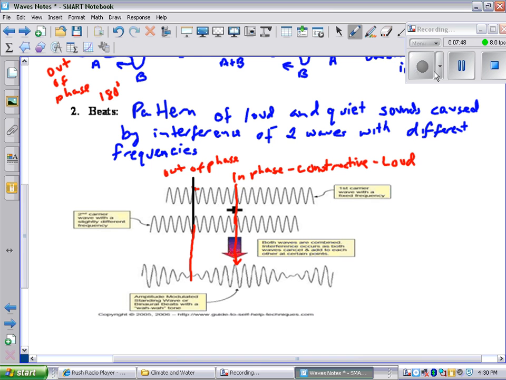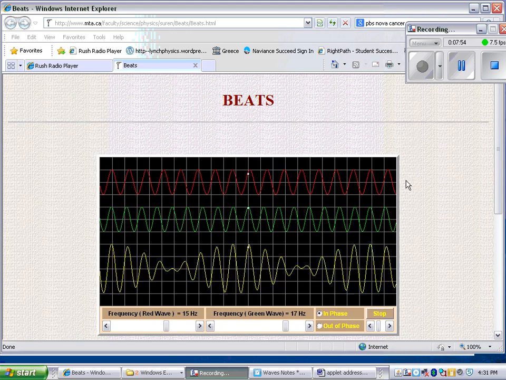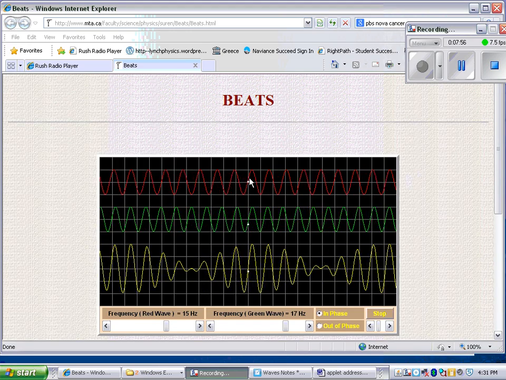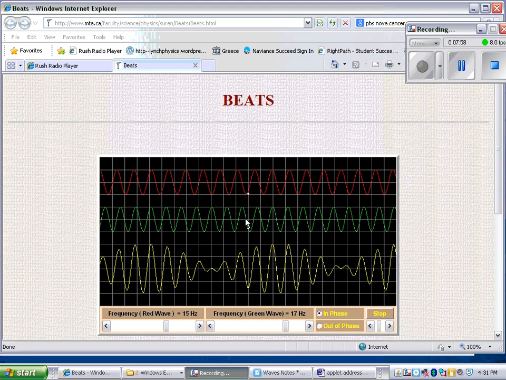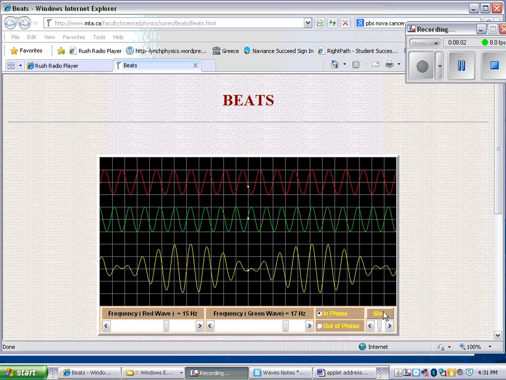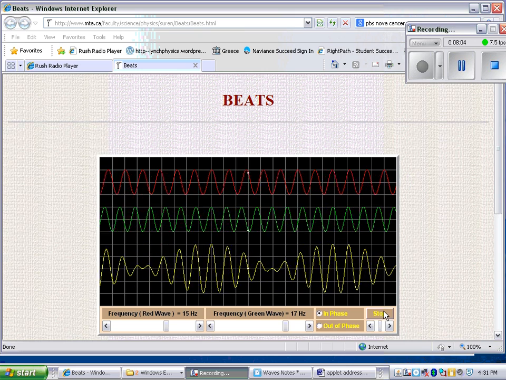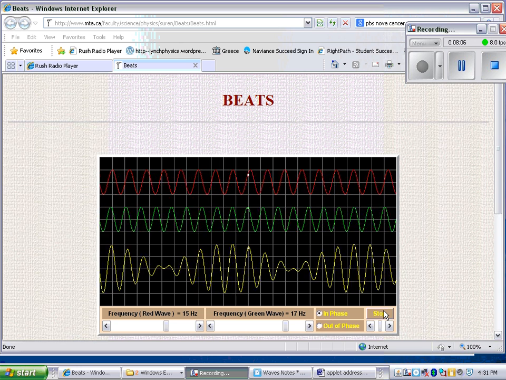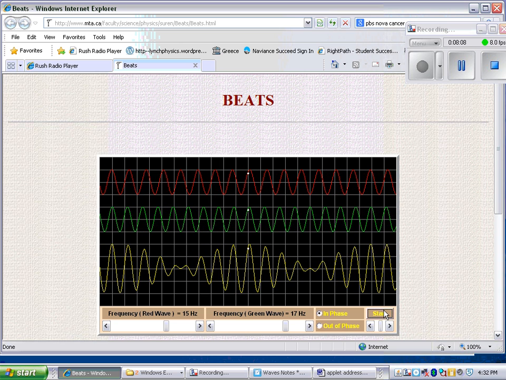But I will show you this website, which illustrates at least them adding together. Okay, so here's an example of two waves. The red wave on top and the green wave have slightly different frequencies. So what's going to happen is sometimes they are going to be doing the same thing, and they're going to be in phase with each other, and that's going to be coming up right about now. Okay, this is at a crest, this is at a crest. They add together, and we get a really big wave. So for sound, this would be really loud.